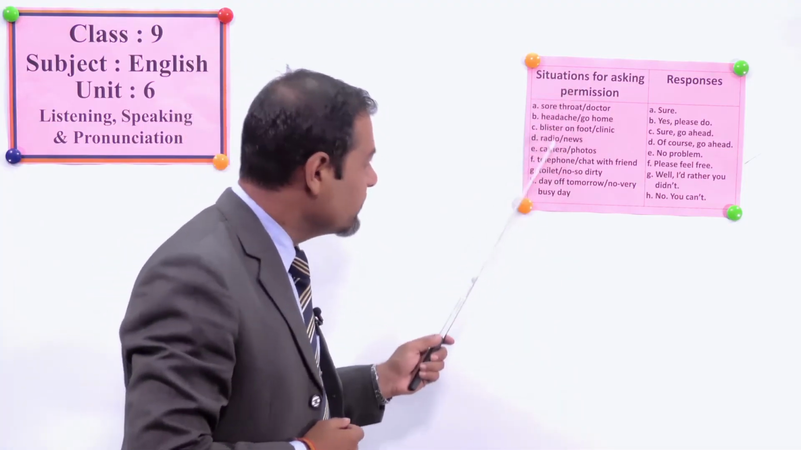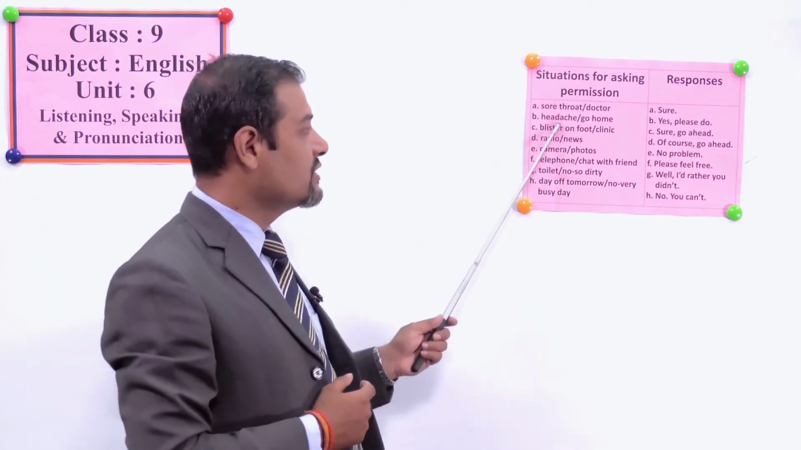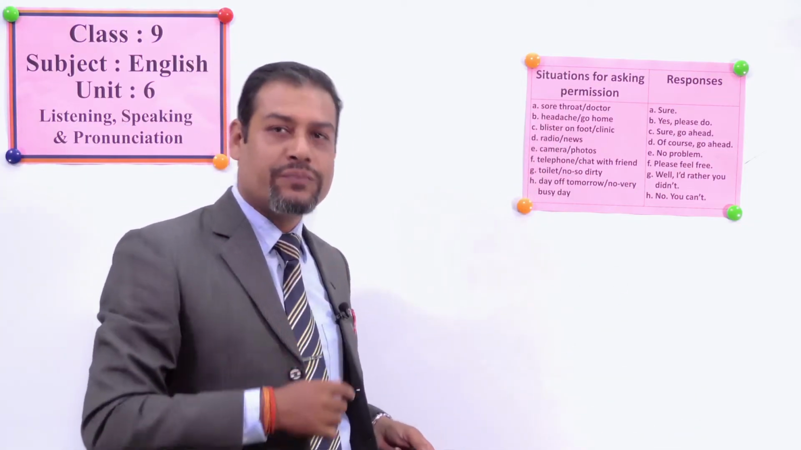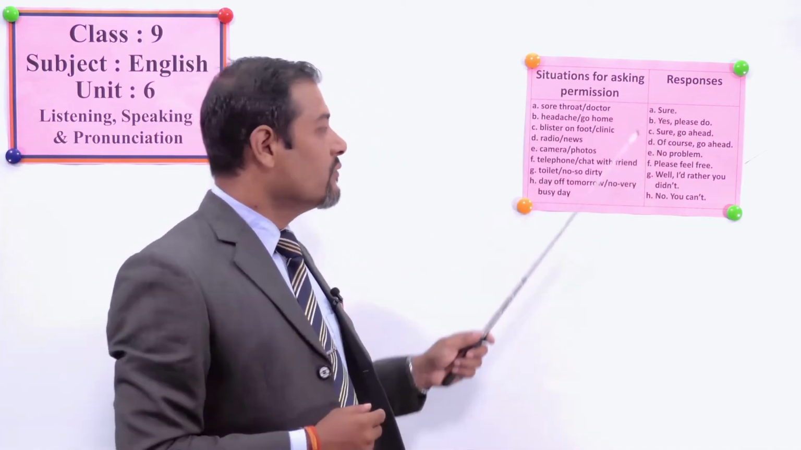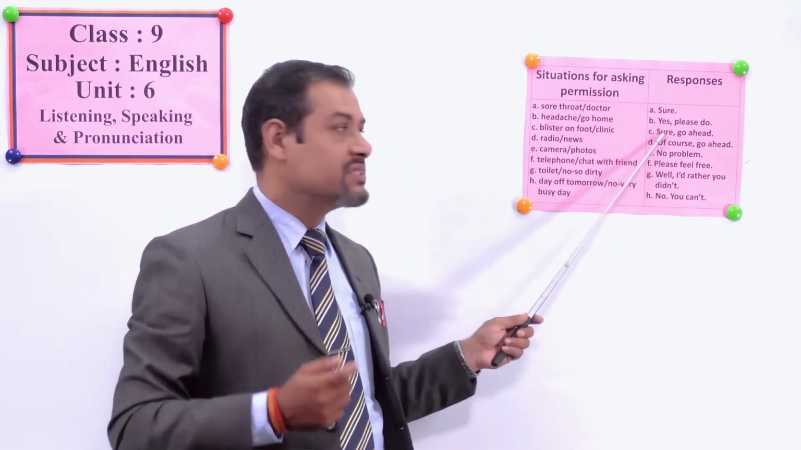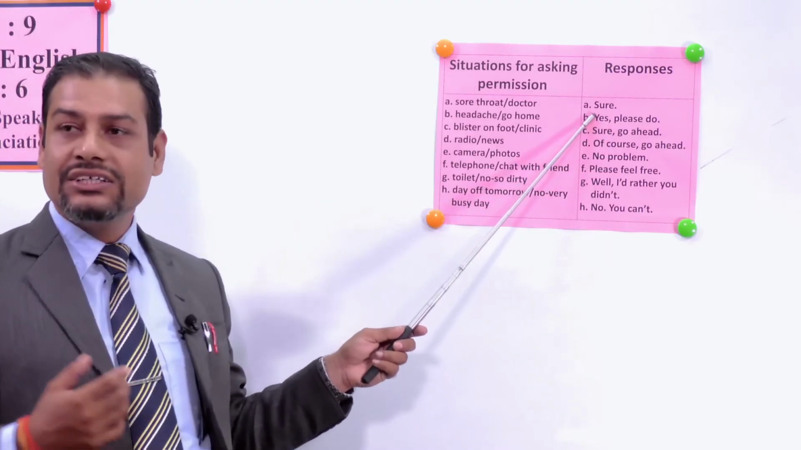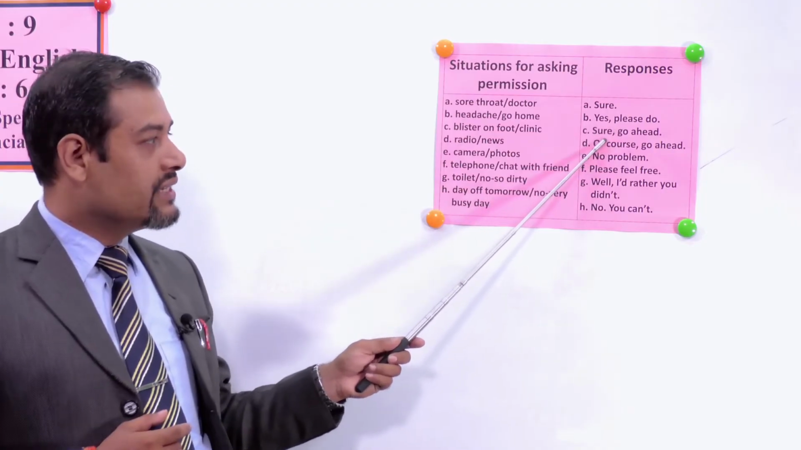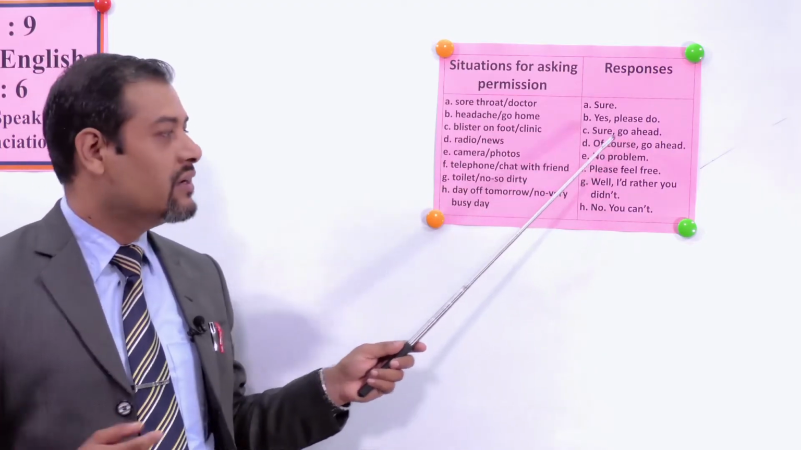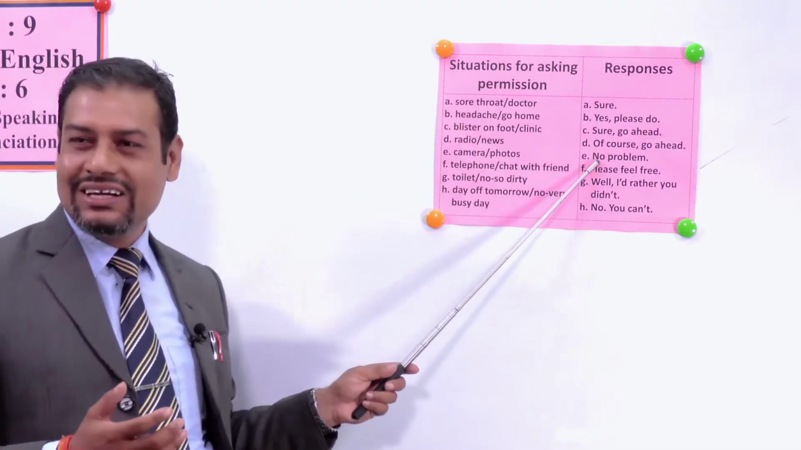On this side you can find the clues, hints for you, and based on these clues you have to ask for permission. And on this side you can find the responses. First of all, you can read the responses. If you want to give permission, you can say, sure, or yes, please do, or sure, go ahead, or of course, go ahead. And you can say, no problem.